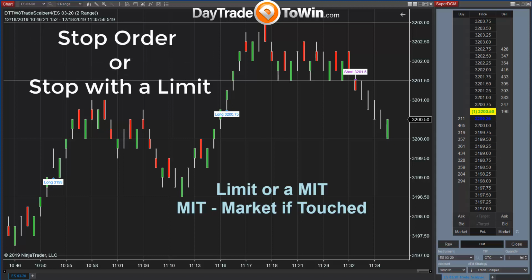Now, if we look at a stop order, it is a little bit different, because a stop order actually tells us that we are trying to buy or sell as the market moves in the same direction, and it's called buying on a stop or selling a stop.